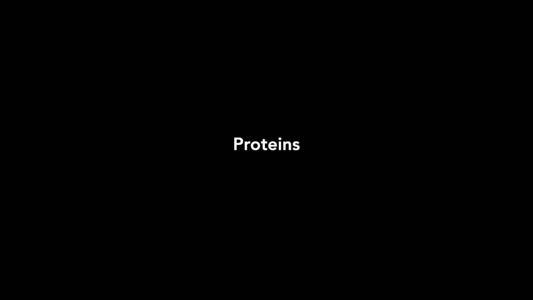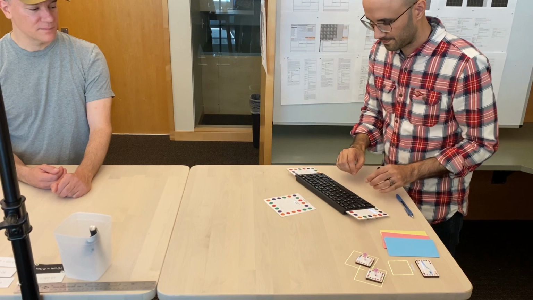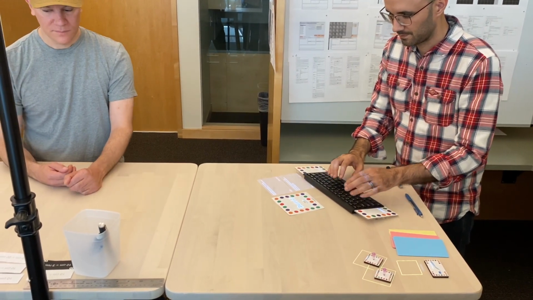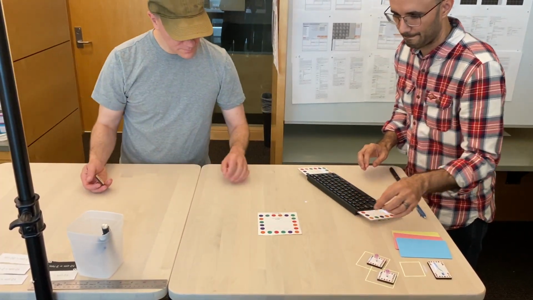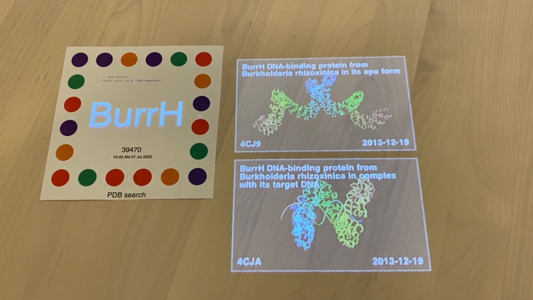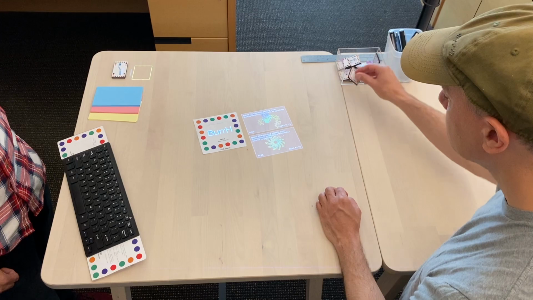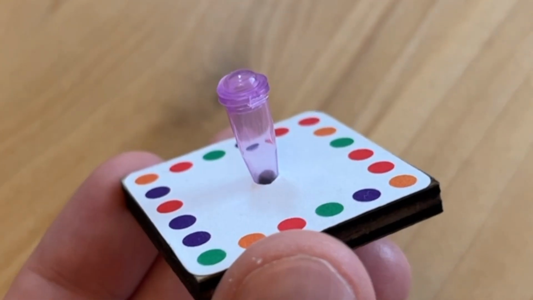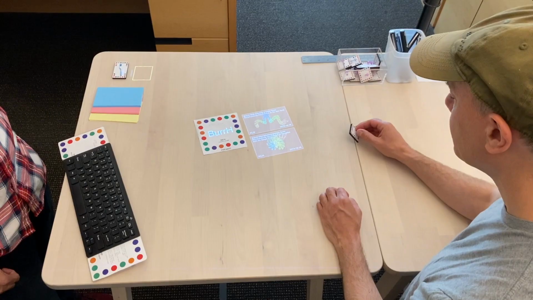So first, we want to get the BurH and GFP proteins onto the table so we can start playing with them. Here, Shawn is typing BurH into the PDB search card, and we see these are the two results from the protein databank. I'm going to pick up the one we want using one of these mock test tubes. It's kind of like a game piece in a board game.